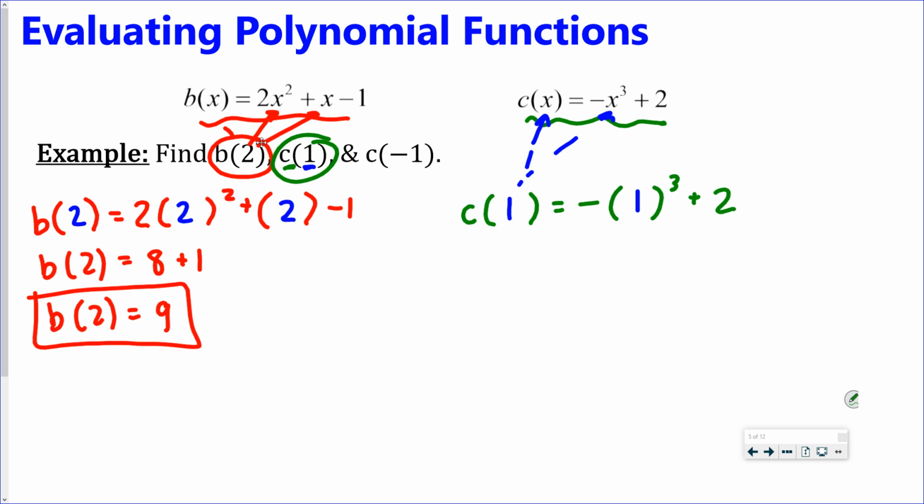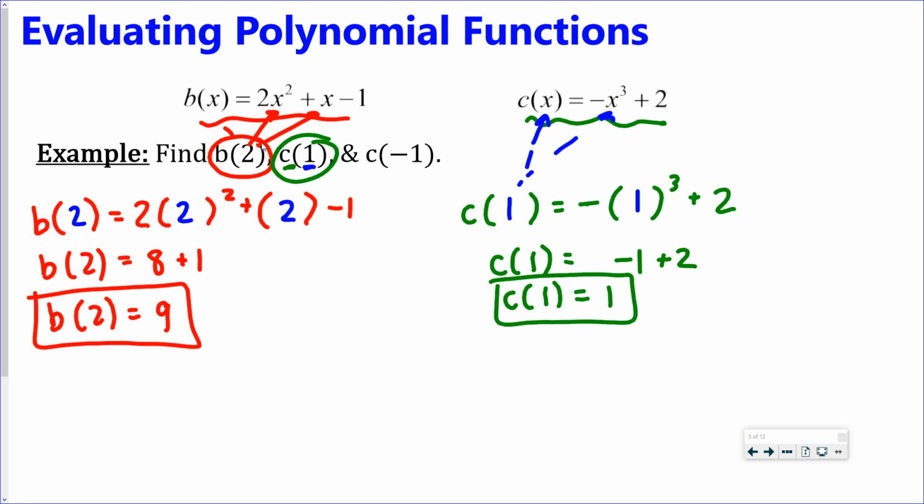Okay, let's go through order of operations here, because this was like the very first problem on the semester exam that some of you guys got wrong, because you didn't do your order of operations correctly. Exponents first. What's 1 cubed? 1. What's 1 times negative 1? Negative 1. Plus 2. 1. C of 1 is 1.